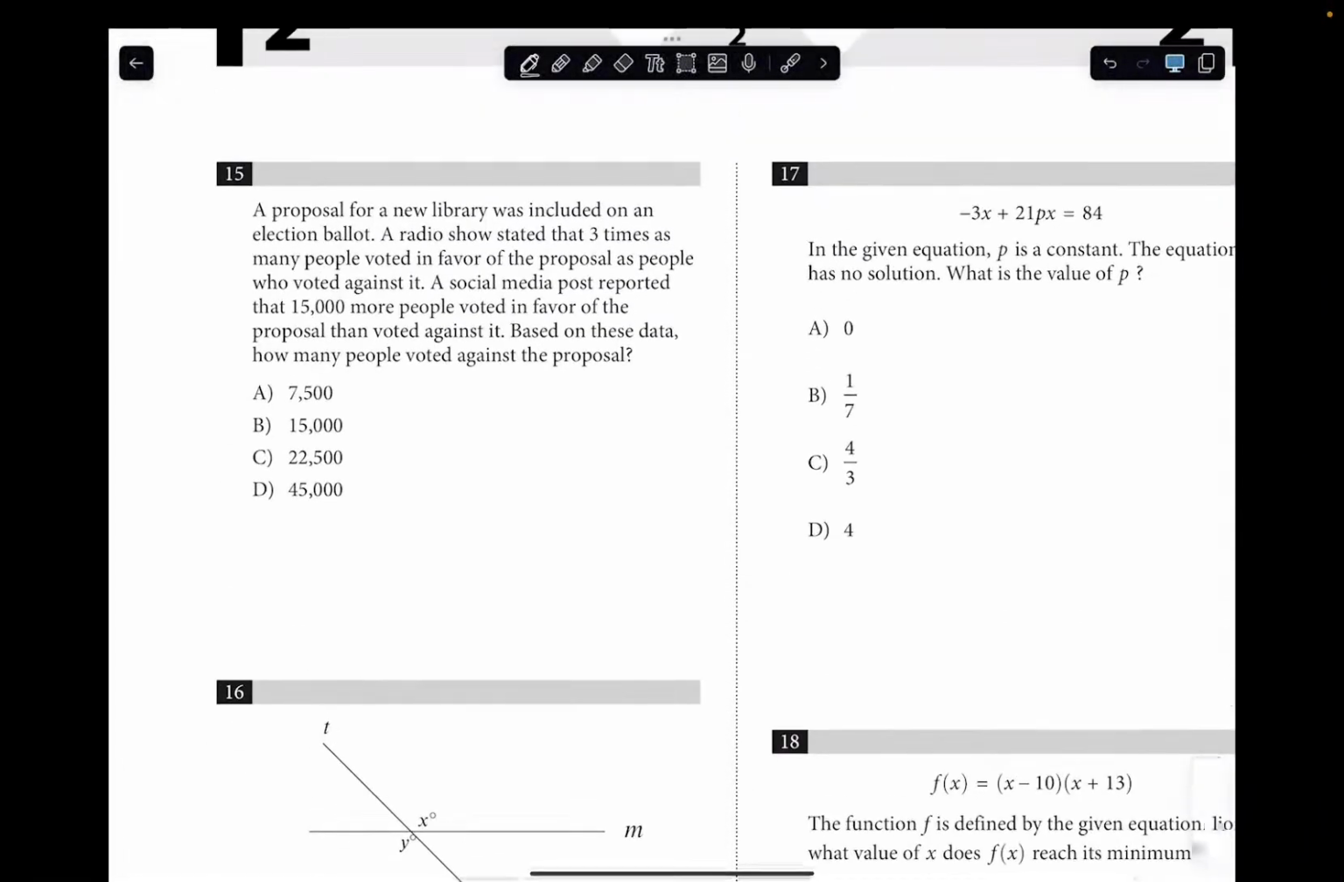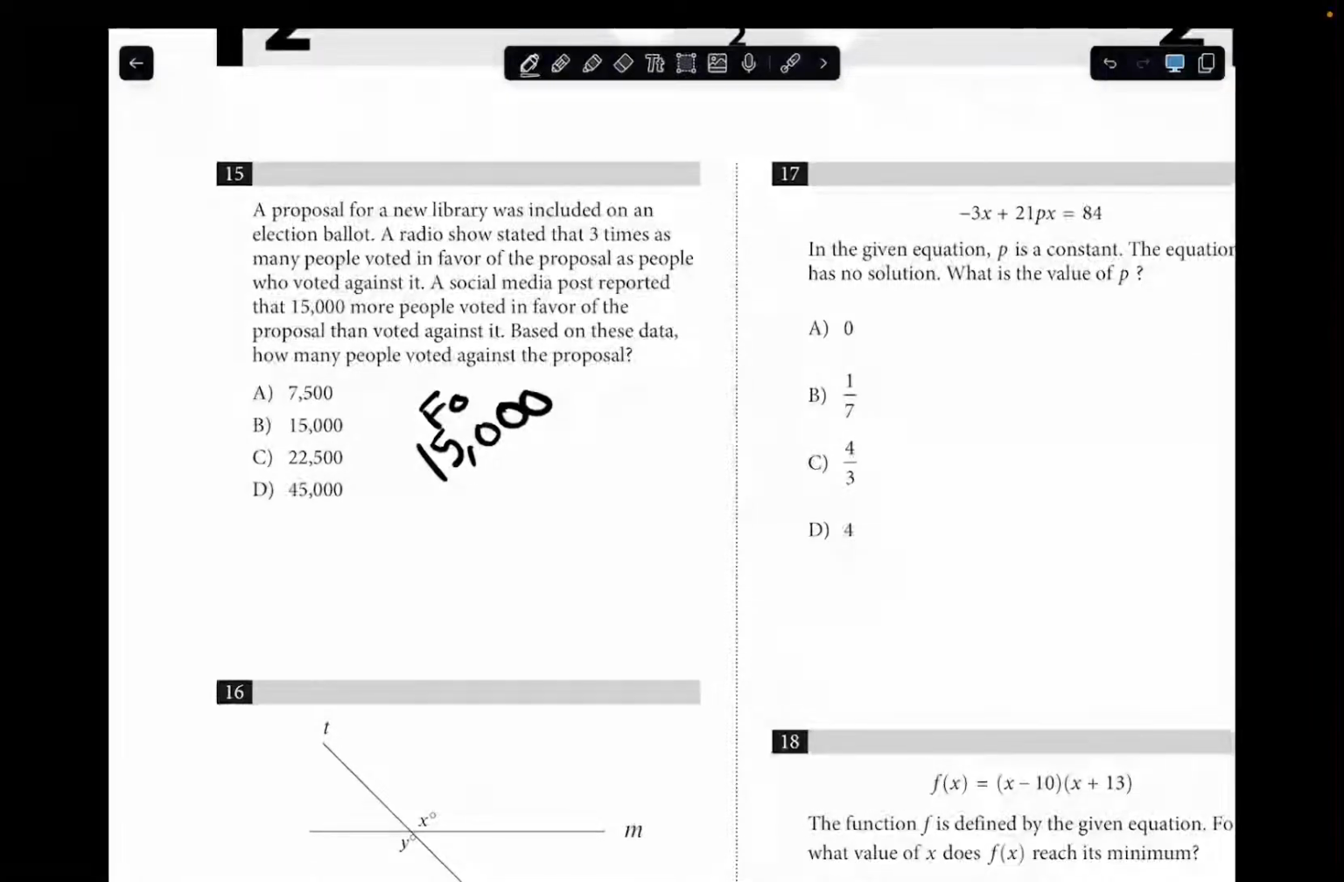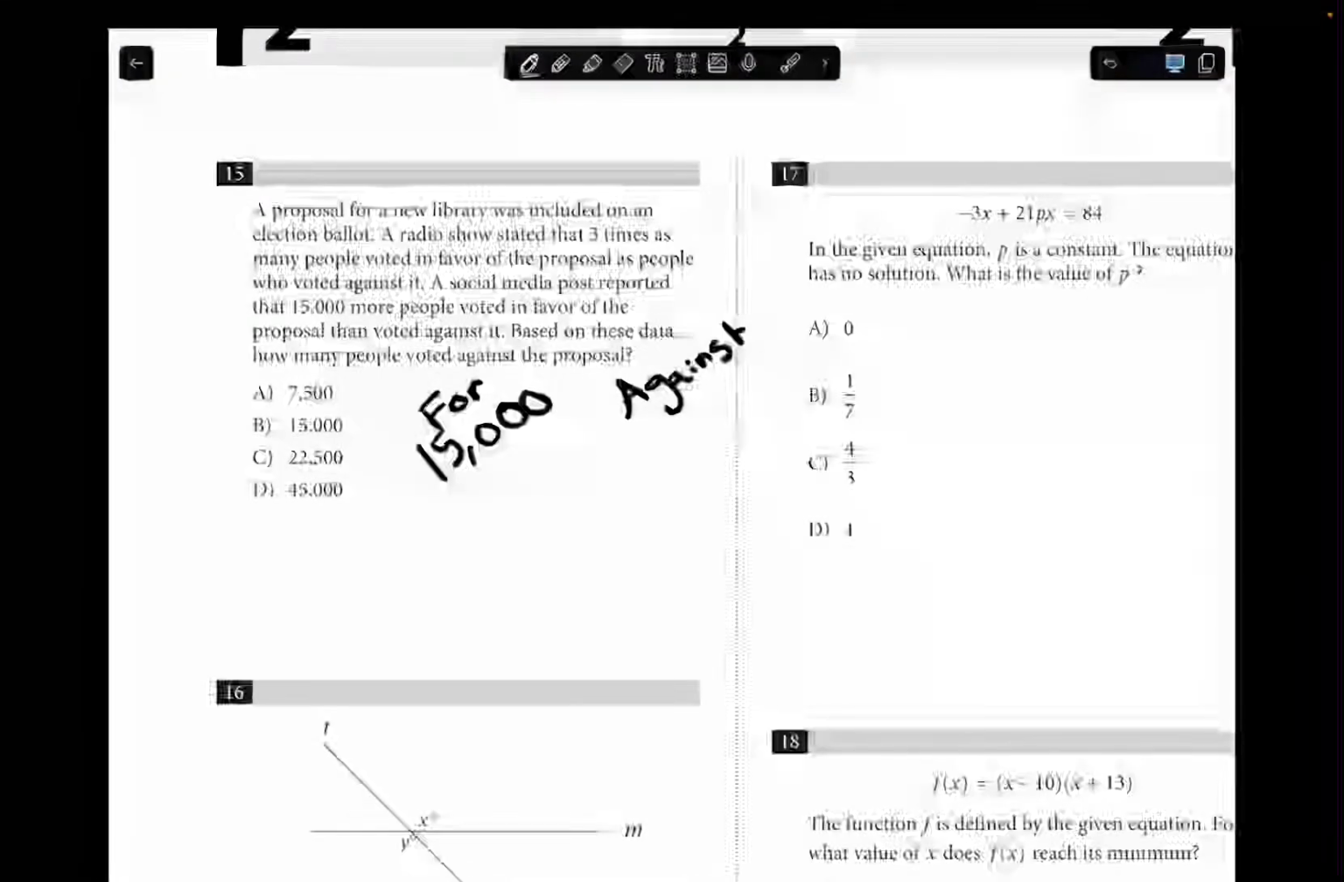15, a proposal for a new library was included on an election ballot. A radio show stated that 3 times as many people voted in favor of the proposal as people that voted against it. All right, we're going to need to work it backwards because they then say a social media post reported that 15,000 more people voted in favor. And then in that first sentence, it stated that 3 times as many people voted in favor than against.